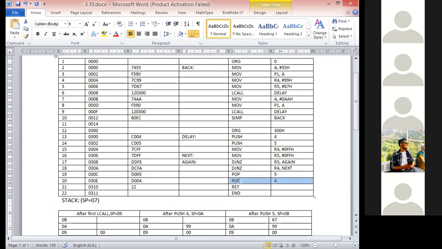Then again, after pop 4, by the same logic, now the value of stack pointer is 0A, which is the topmost value. So 99 will be popped out and it will be stored in the address 04. And 04 is R4 in bank 0. So you will put in R4 the value 99 which you previously stored. Is it clear now?